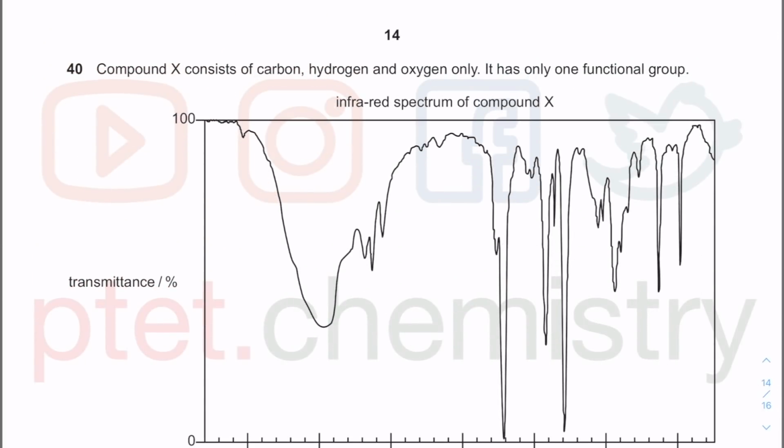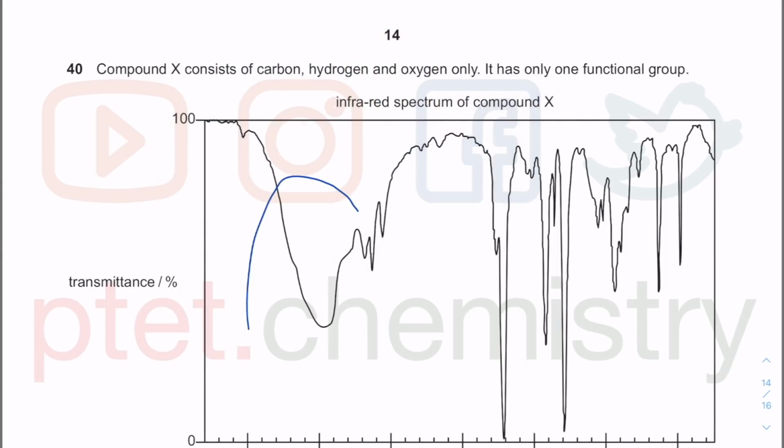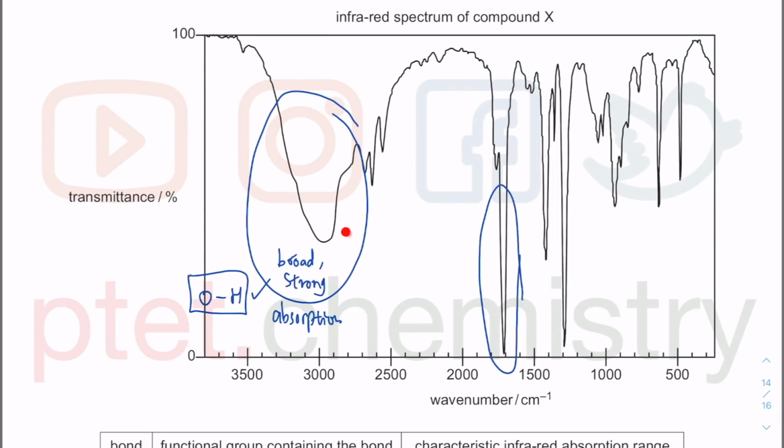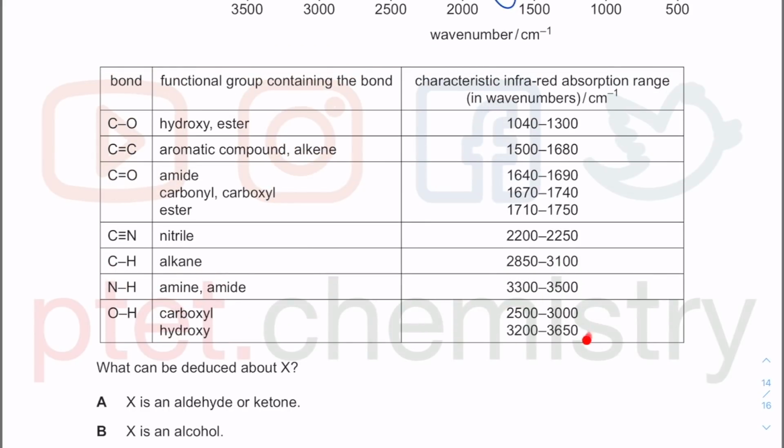Question 40, the last question in this whole paper. So we have an infrared spectrum. The first thing we deal with infrared is to look for this particular region. So this one is pretty broad and strong absorption. We can be typically thinking about OH bond. Okay, OH bond is present. And we have this really strong and sharp absorption. I don't know, I could be wrong though here. This is not exactly 3000 to 3500 if you see the table provided in the question. So give or take, there's 2500 to 3000 as well.